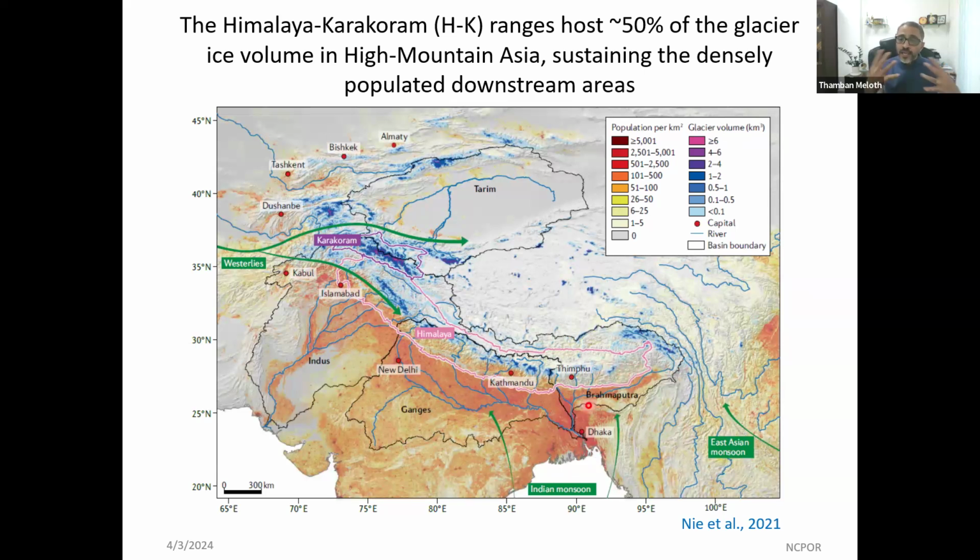If you look at the impact on the population from this figure, you can also make out that the largest population also lives around these cryospheric regions. So as you can see, the red color all along this Indian subcontinent as well as the other Asian region, there is a large amount of population which directly or indirectly depends on this cryosphere.